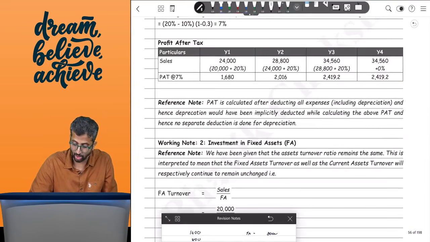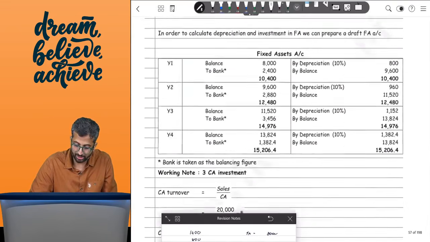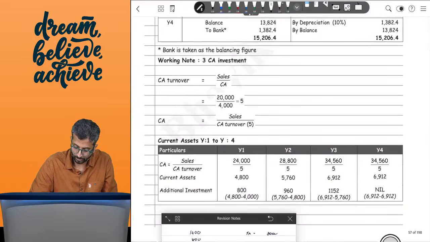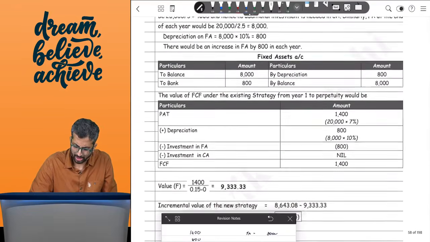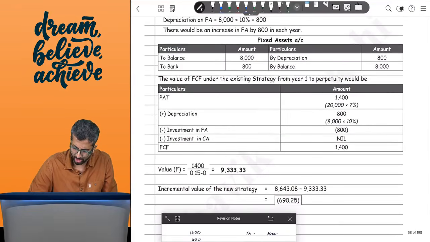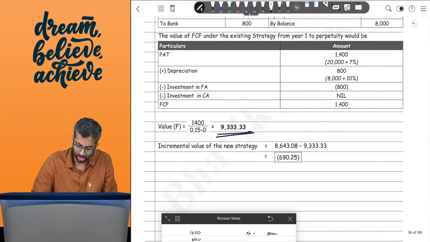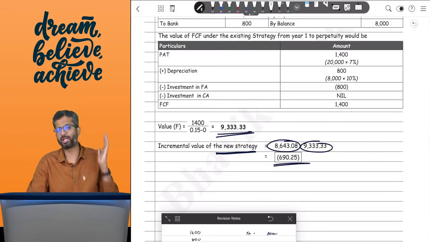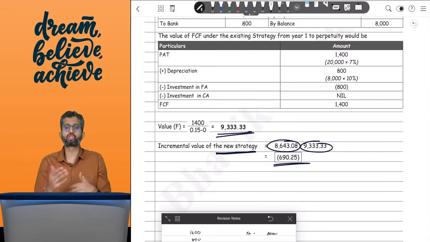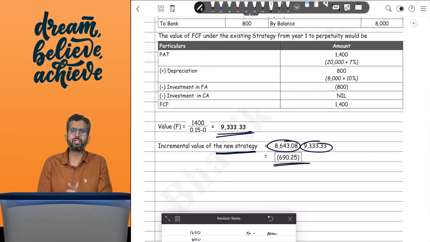Under the existing strategy, the value probably is coming up to, there are a lot of workings over here. The value is coming up to 9,333. So under the new strategy, the value of the company actually falls. So your hard work went down the drain. The new strategy does not result in more value. In fact, it reduces the value.